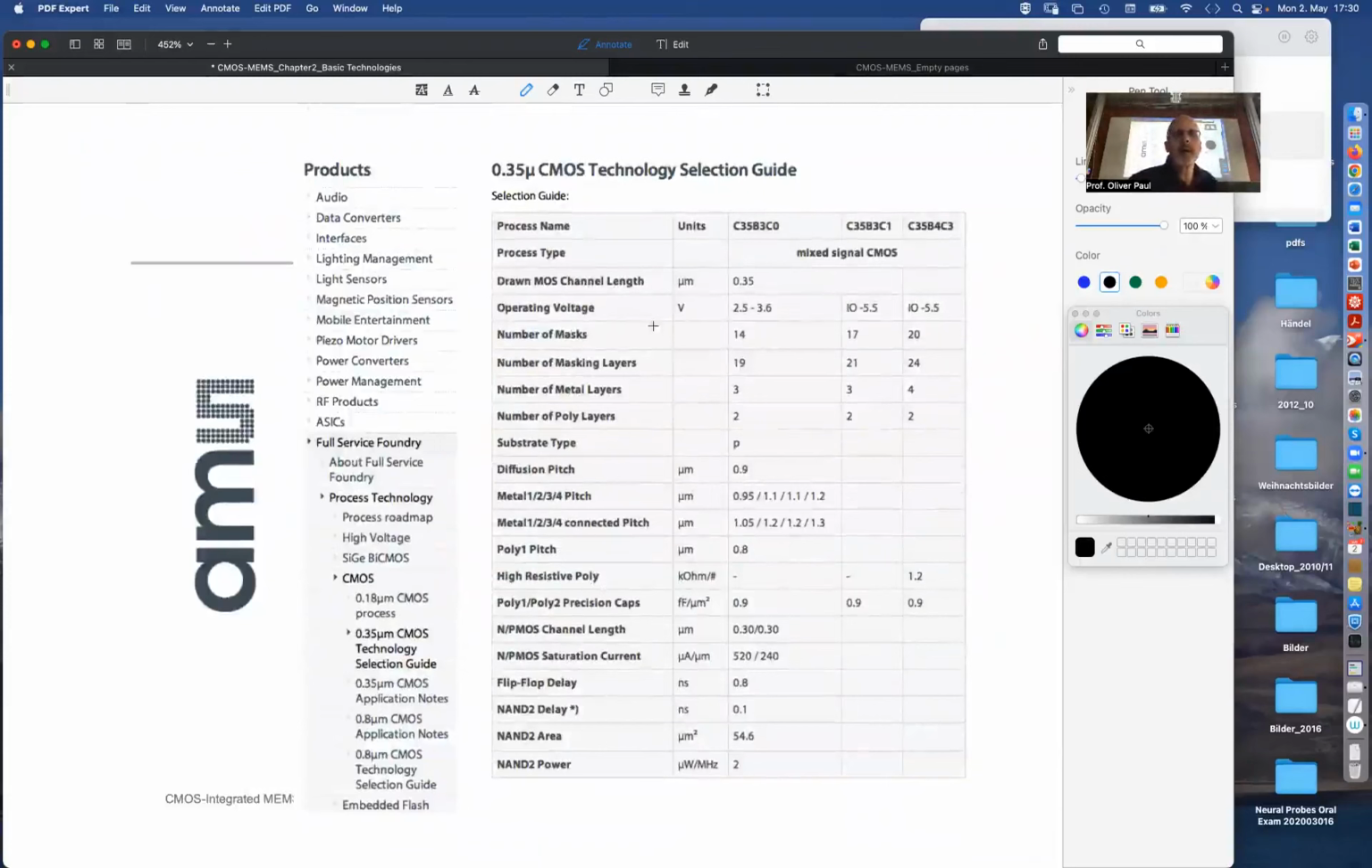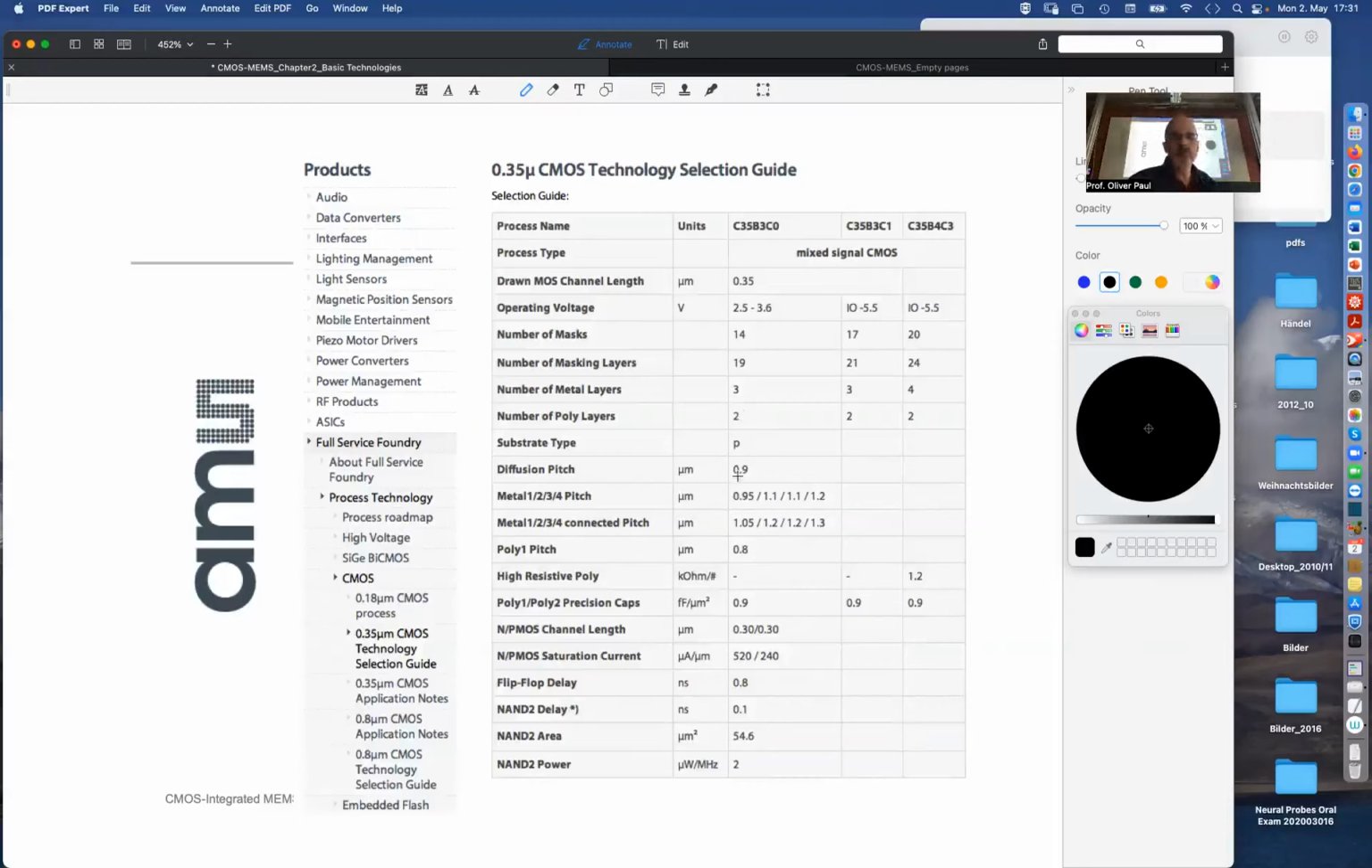So what do we see? We have, for instance, this 35, meaning 0.35 micron CMOS technology. Here you see it. The MOS channel length is 0.35 micron. Operating voltage so much. How many masks? 14. Okay, some masks are reused. Number of masking layers, 19 different masking layers. Okay, so that's fairly complex. Not very complex, but fairly complex. How many layers? 3 metal layers, 2 poly layers. Is it P and N? Could be interesting. They don't say it.